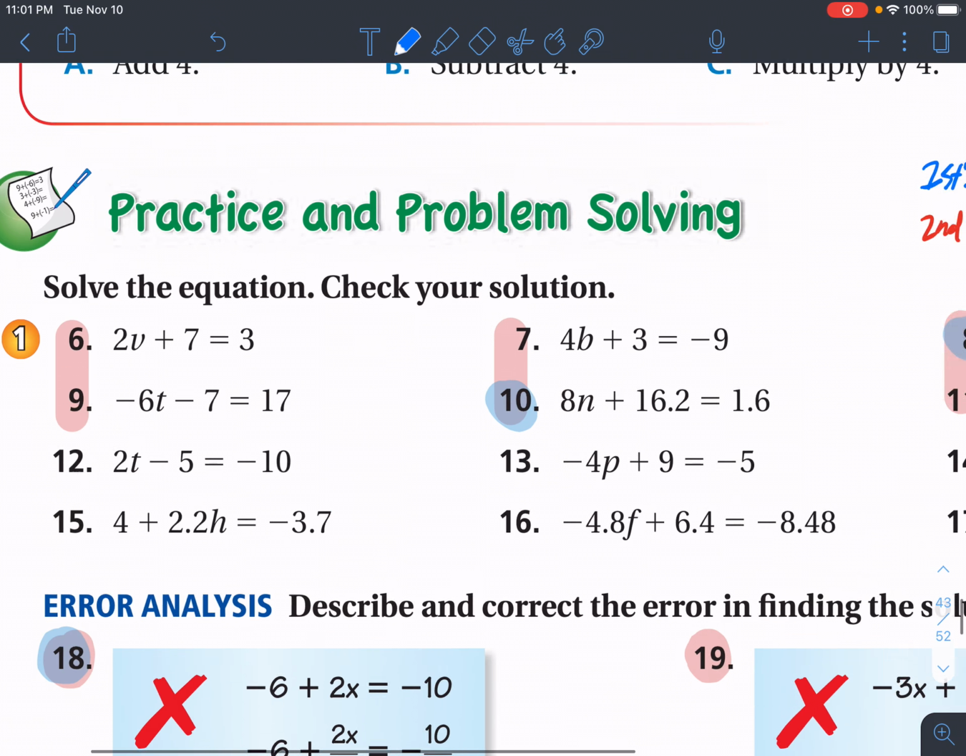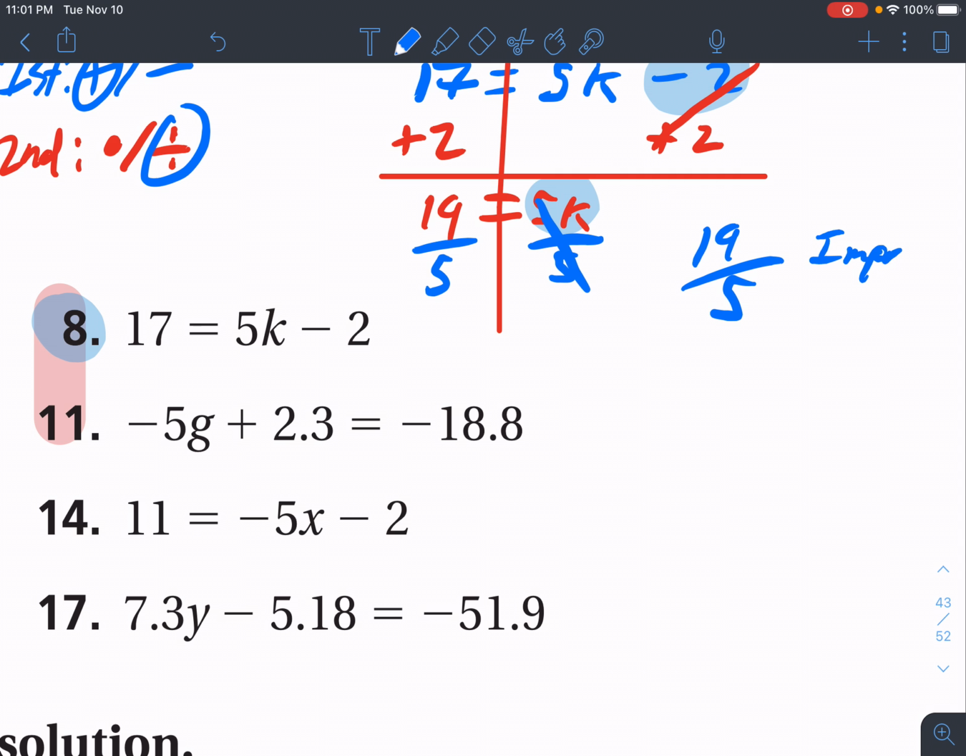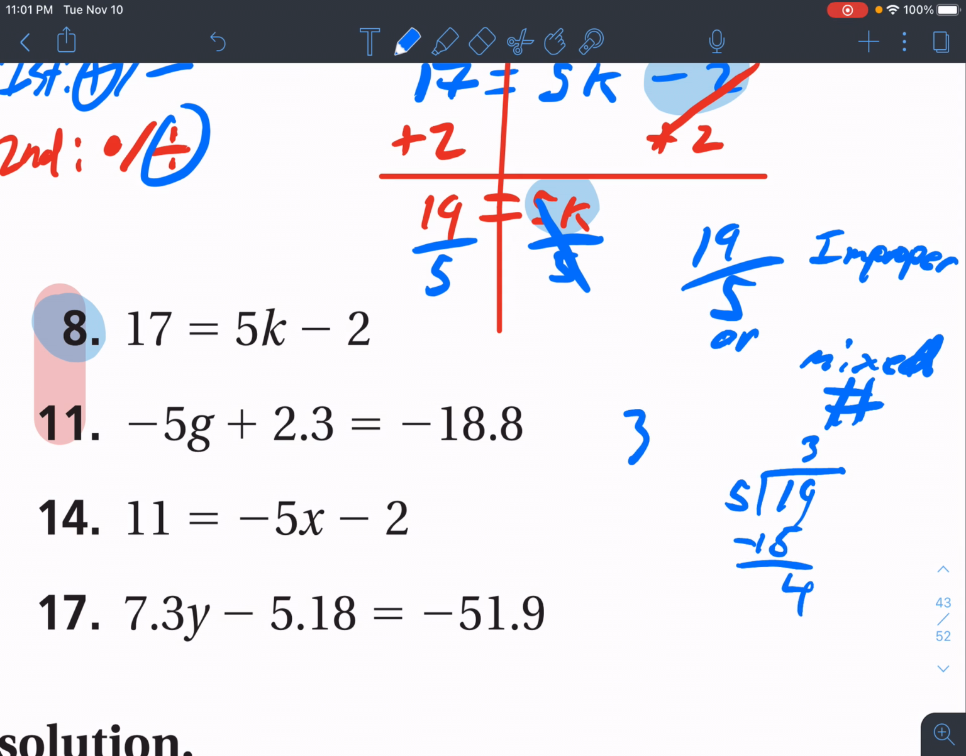This is an improper fraction. Read the directions. I don't know what it wants. So it might take this, or it might take a mixed number. Remember, a mixed number is just going to be 19 divided by 5. It goes in about 3 times, and that's going to be 15, minus, gets you 4. So this is going to be 3 and 4/5. K equals. So you could put that one or that one. Either one works. Just read the directions to see whether they want a mixed number or it doesn't say anything at all.